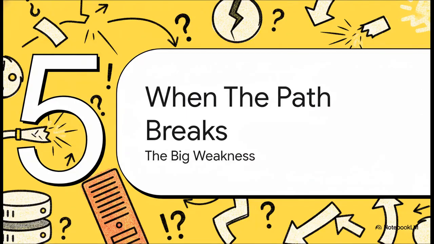Okay, so it all sounds pretty good, right? Simple, predictable, you're in control. But there's a catch, a big one. The very thing that makes static routes strong, their simplicity, is also their greatest weakness. What happens if the network changes? Or if something just breaks?